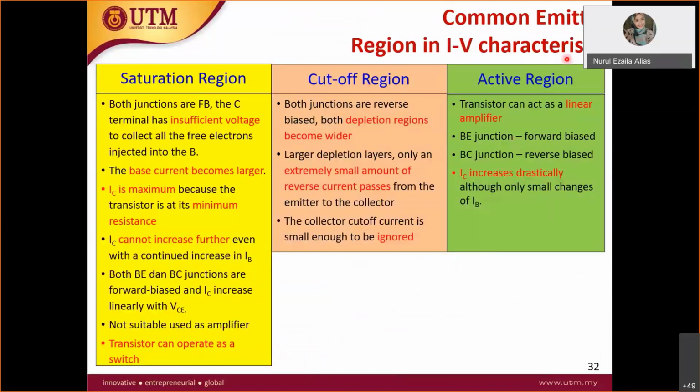So for the common emitter IV characteristic, for the saturation region, both junctions are forward bias. For the cutoff region, both junctions are reverse bias. But this is the most important part. During the active region, the transistor will behave as an amplifier, where the base to emitter junction is forward bias and the base to collector junction is reverse bias. IC will increase drastically, although there is a small change of IB. Why? This is because of the beta value.